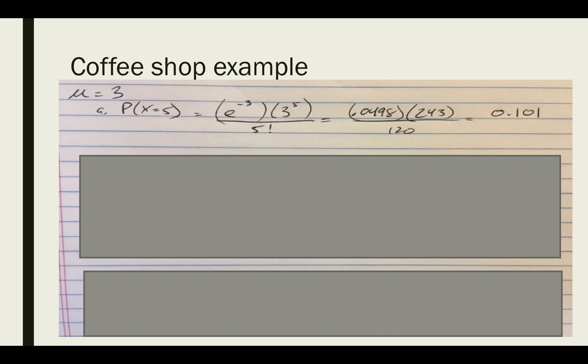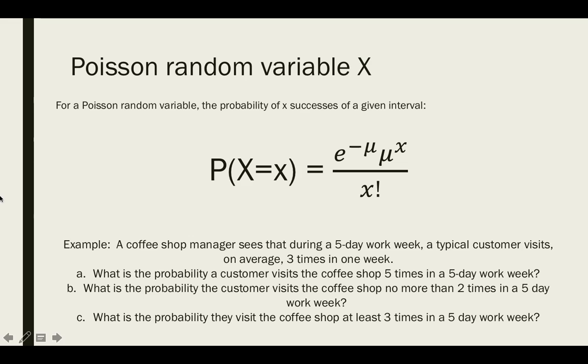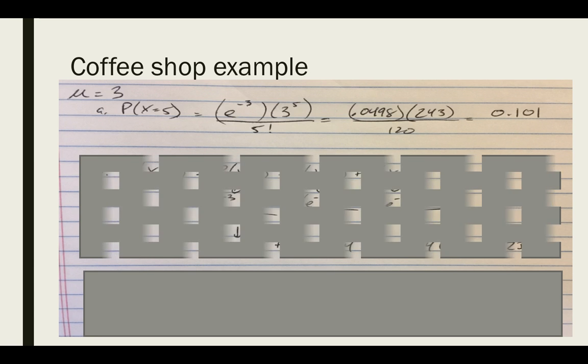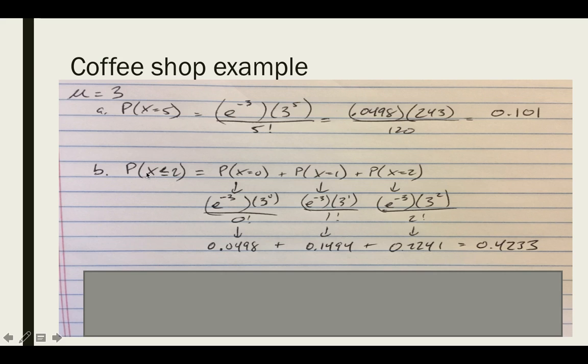at a particular interval. So the second question is the probability that a customer visits the coffee shop no more than 2 times in a 5-day work week. So that means that they can visit either no times, so the probability that it's less than or equal to 2. That's, again, a cumulative probability. So we're looking at the probability that they don't come by ever, they come by maybe once in the week, or twice in the week.